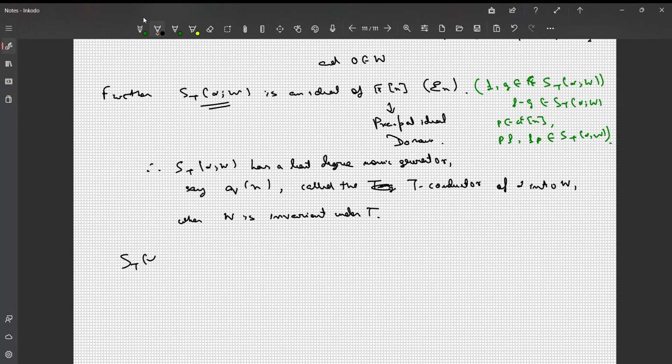Basically, this whole set is called the T conductor of alpha into W. Okay. So what I try to say is that S_T(alpha; W), this whole space, is actually called the T conductor of alpha into W. The term conductor is a more standard term, which is preferred because it has a literal sense which gently leads a vector alpha into W. Right? So if W is invariant under T, then the monic generator itself precisely abides by the term of a conductor.